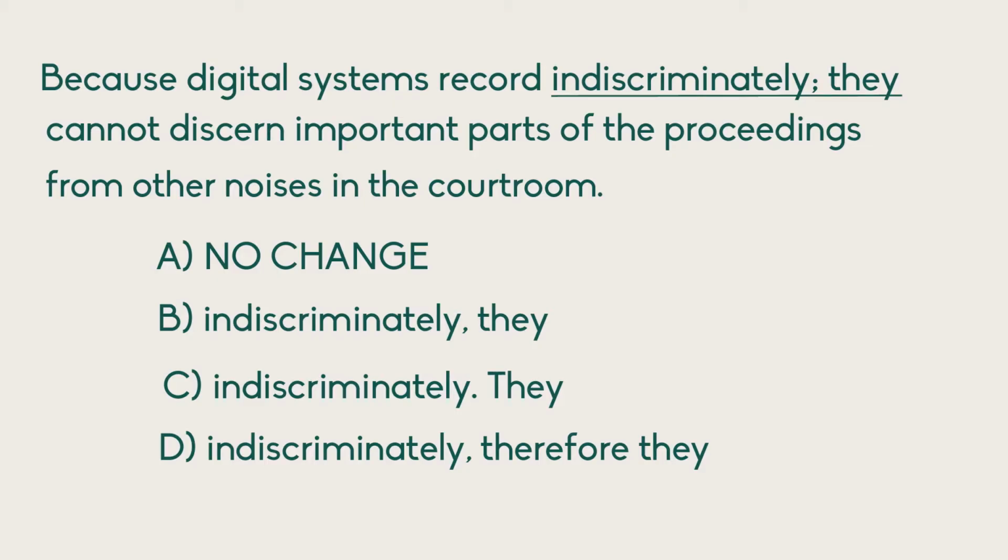In this first example here, answer choices A and C are identical because they both have either a semicolon or a full stop between the words "indiscriminately" and "they." So answer choices A and C are identical. Then we just have to choose between B and D, and we don't need the word "therefore" in D because we already have the word "because." "Therefore" is a redundant repetition of "because," so we don't need it. The answer choice is just B: "Because digital systems record indiscriminately, they cannot discern important parts of the proceedings."